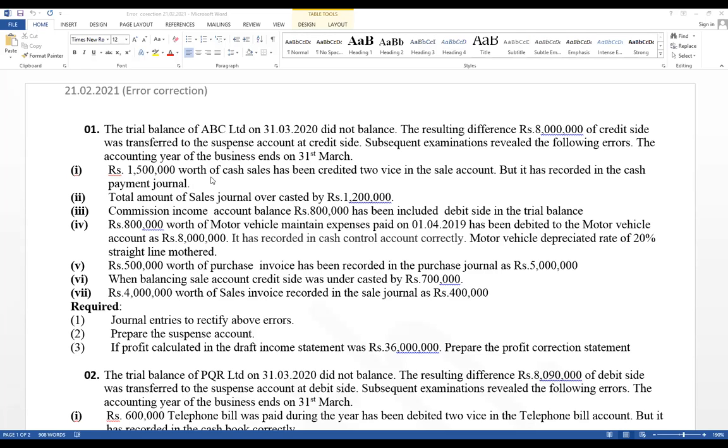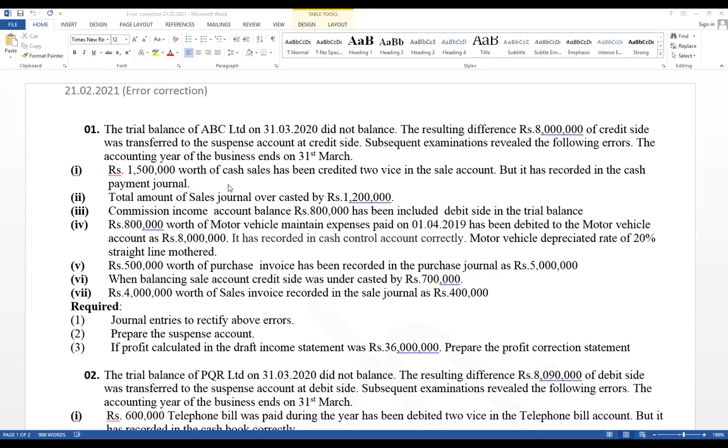Today I'm going to discuss some examples relevant for the error correction part. This part is relevant for lesson 4. Already we have discussed there are 6 lessons. First one, evolution of accounting. Second one, accounting equation. Third one, double entry system. Fourth one, prime entry books, error correction, and debtors reconciliation, as well as bank reconciliation.